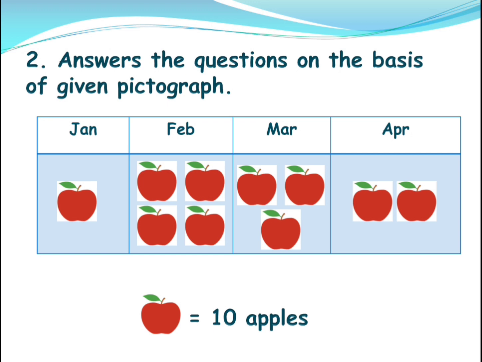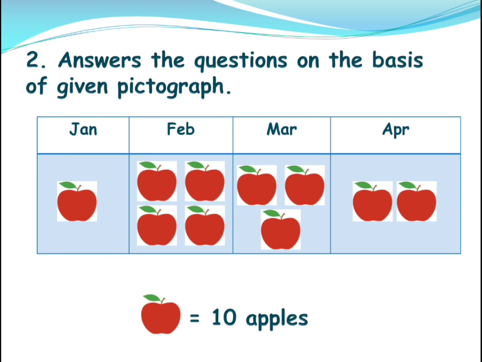Now let's go back to the pictograph again. If we take this scaled pictograph, that one apple is equal to 10 apples, then in the month of January there are 10 apples, in February there are 4 apples, that means 40 apples, and in March there are 3 apples, that means each carries 10, so 10 plus 10 plus 10, 30 apples. In April there are 2 apples, which means 10 plus 10, 20 apples.